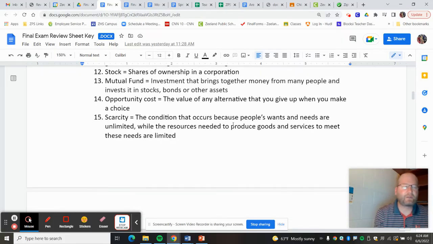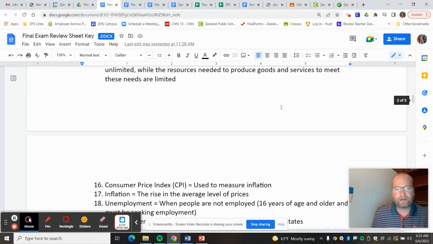Scarcity, the basic big question with economics, right? This is what causes us to have to study economics. It's the condition that occurs because people's wants and needs are unlimited, while the resources we needed to produce goods and services to meet these needs are limited. Right? We want stuff. Unfortunately, there's not enough stuff out there for everybody to have. And so things become scarce. And we demand things, prices get changed. Suppliers or businesses decide what they want to make in terms of their resources to try to help meet some of those scarcity issues.